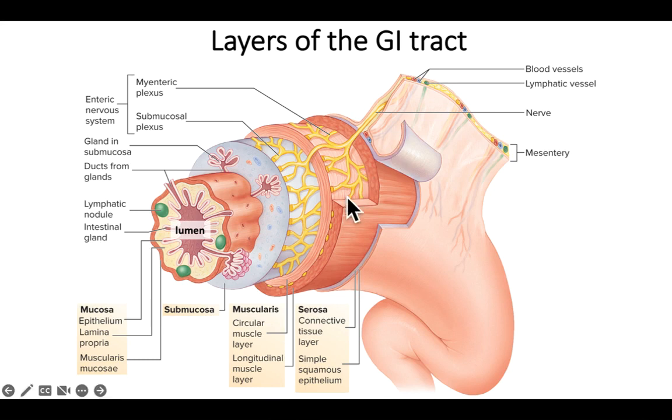And this smooth muscle is controlled by a different set of nerves known as the myenteric plexus. So 2 different nerves here controlling either the glands or the muscle. And then finally, the outer layer is called the serosa. That's connective tissue again, and a thin layer of epithelium. All right, so those are the layers of the GI tract.